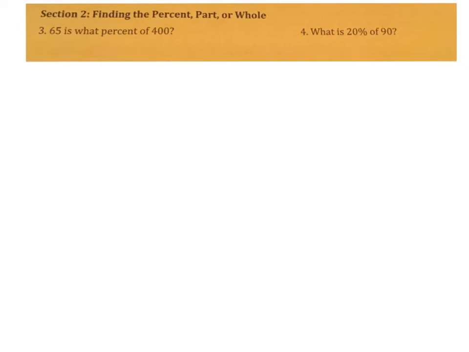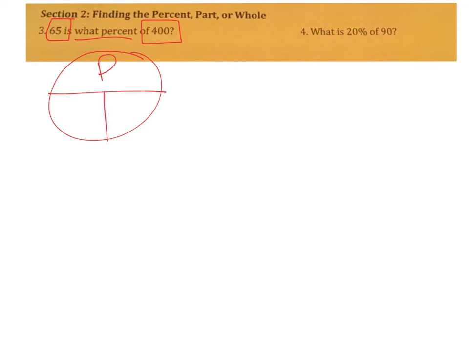Alright, so we're trying to find either the percent, the part, or the whole for the next couple of problems. So I have 65 is what percent of 400? So I'm going to use my little Pokemon ball. Part over whole and percent. And remember, the part is the is, and the whole is the of.